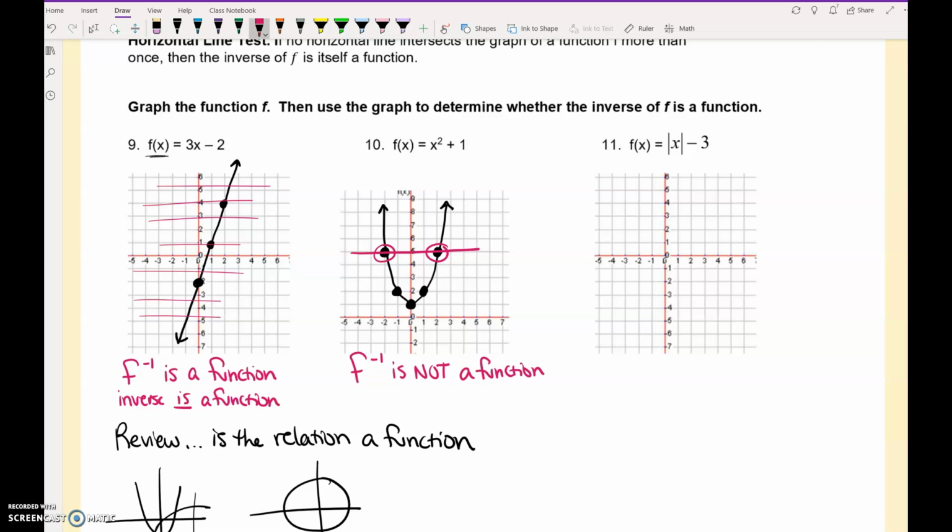Okay, do you remember what the graph for number 11 is going to look like? Absolute value is a V shape. This one starts down 3. And it is the perfect V that goes up 1, out 1 from that vertex. Okay, this absolute value function is a function. Will its inverse be a function? No. f^-1 is not a function, because if we put a horizontal line through here, we touch 2 points.